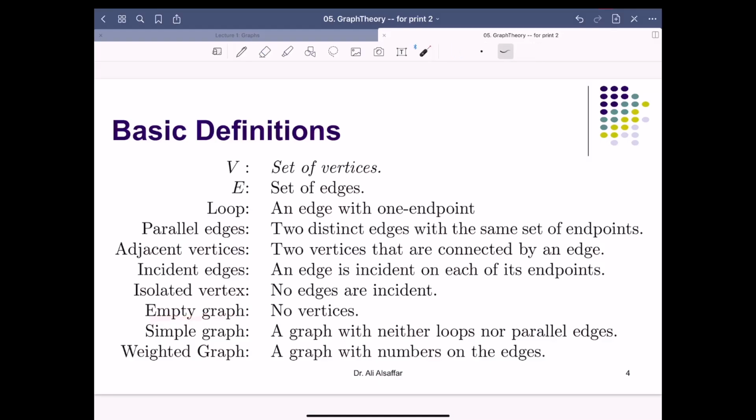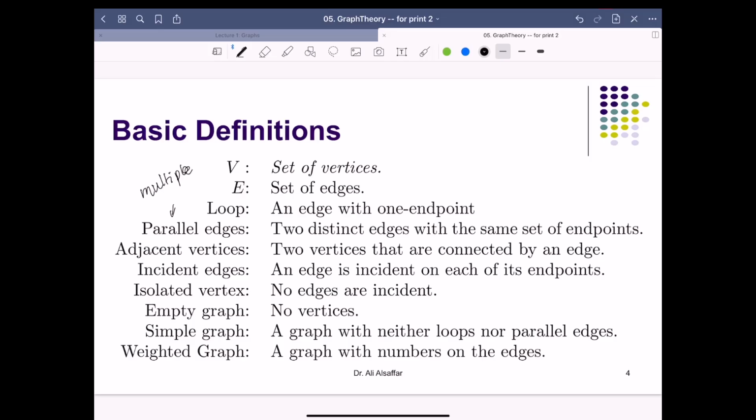Now empty graph. An empty graph is because we said that the graph is a set. Sometimes we don't have any edge and we don't have any vertex, so we say that the graph is empty. Now simple graph, which we will also define later as a special graph. A simple graph is a graph that has neither loops nor parallel edges. And remember, we have defined loops and we have defined parallel edges, which are sometimes called multiple edges. So parallel edges have another name, which is multiple. Multiple means more than one.